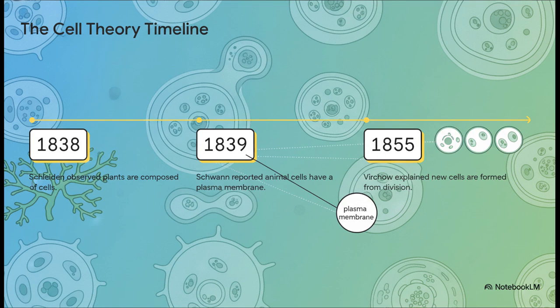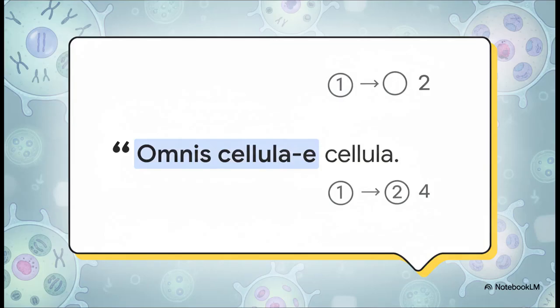Together, Schleiden and Schwann basically pieced together the initial cell theory. But there was a major missing puzzle piece. How were these new cells actually forming? Well, it wasn't until 1855 that Rudolf Virchow stepped in to solve the mystery. Virchow provided the final, absolutely critical piece of the puzzle. He famously declared, omnis cellula e cellula. In Latin, this translates beautifully to all cells arise from pre-existing cells.